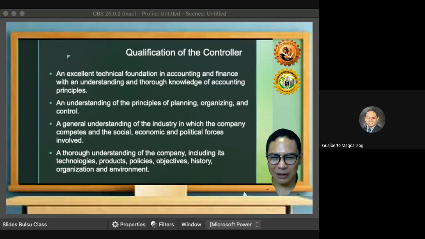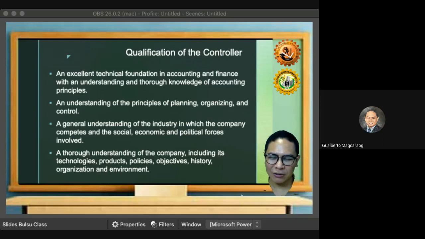Marunong kang magplano, alam mong gumawa ng budget, alam mong manghula ng scientific. I mean, you can do scientific forecasting. Yun bang nakocompute mo yung future? Diba? Hindi lahat ay marunong yan. Paano mo nagawa na nasabi na ganito magiging benta tapos magugulat pa sila, tumama yung hula mo. Almost the same, di ba? So, yan ang expectations sa'yo. You should have an understanding and principles of planning, organizing, control.